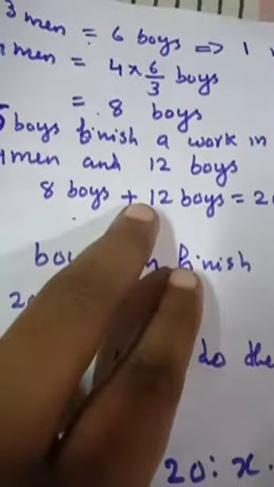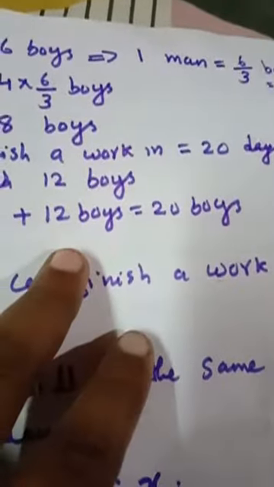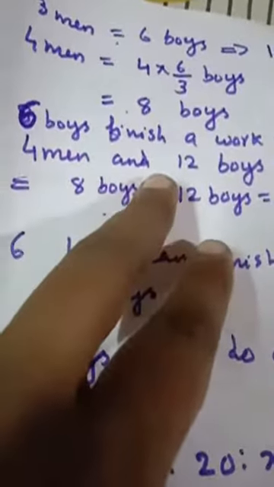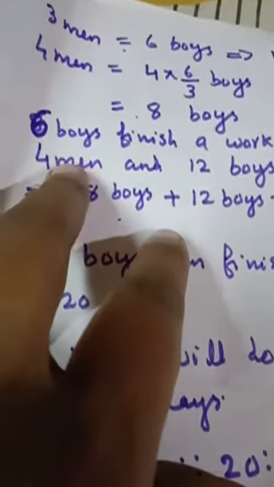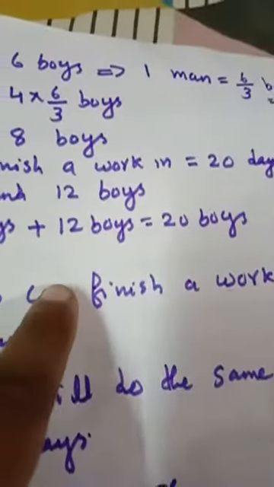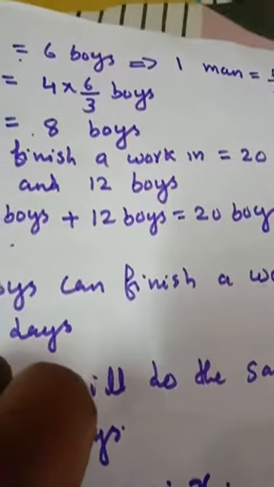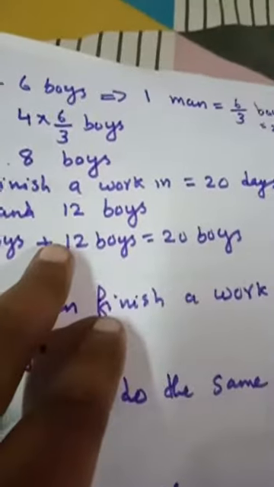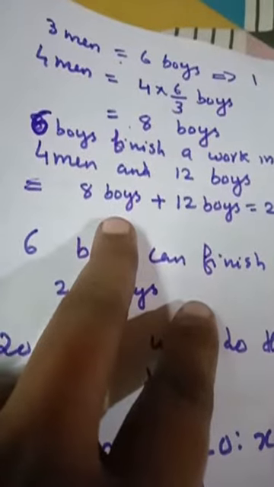So 8 boys plus 12 boys. What is 8 plus 12? 20 boys. Now 4 men plus 12 boys is equal to 20 boys. Now we want to find only one measure, that is in boys. We want to convert these men into boys. Only one quantity is needed.